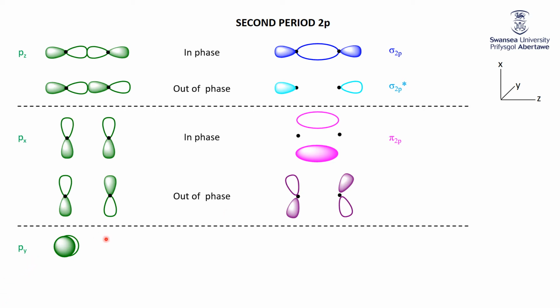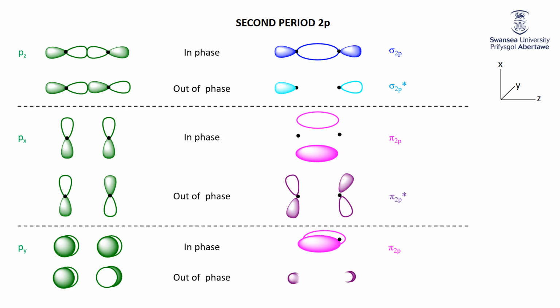Now the py is just a rotation by 90 degrees of px. So we can have the in phase combination giving us what I like to think of, if you think of this as being a hot dog bun without a sausage, there's the hot dog bun without the sausage, rotated by 90 degrees. You've still got a big gap here that would be the line that connects the nuclei. So this is a pi 2p, just like this one, because this rotated by 90, you get that one.